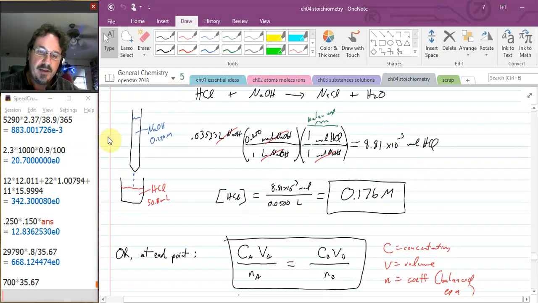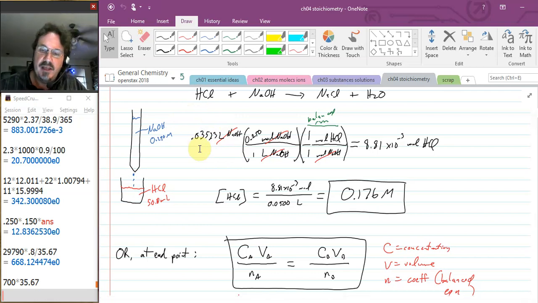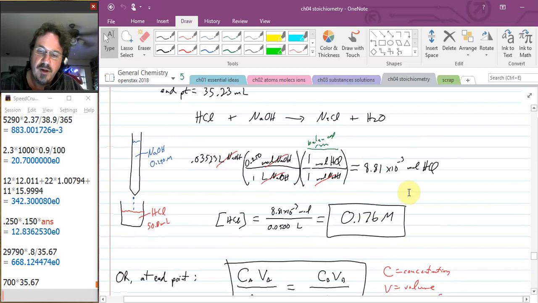Here's the picture. I like to draw it out to keep my mind straight as to what is in where. HCl is in the bottom, 50 milliliters. Sodium hydroxide is 0.250 molar, and I know I added 35.23 milliliters. All right. I should be able to do a stoichiometric type of calculation here using my balanced equation to figure this out. Here is my balanced equation.